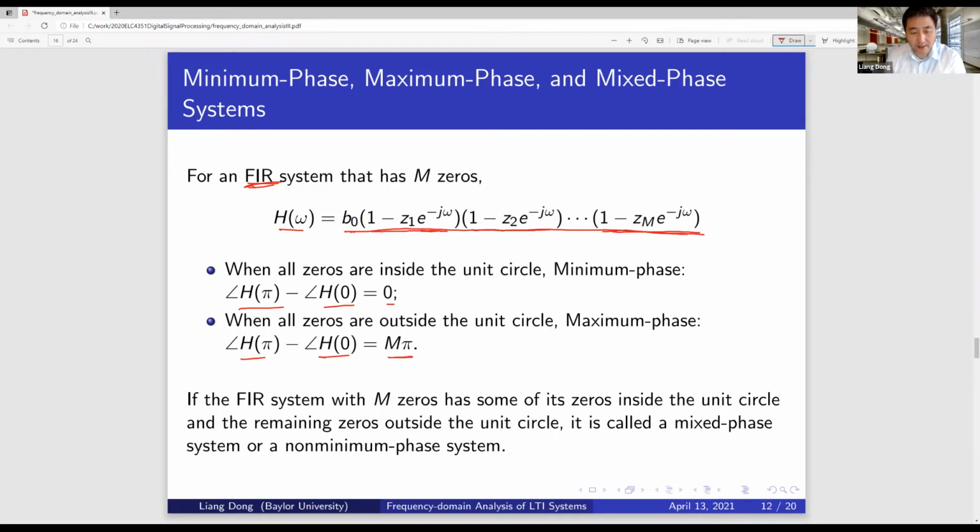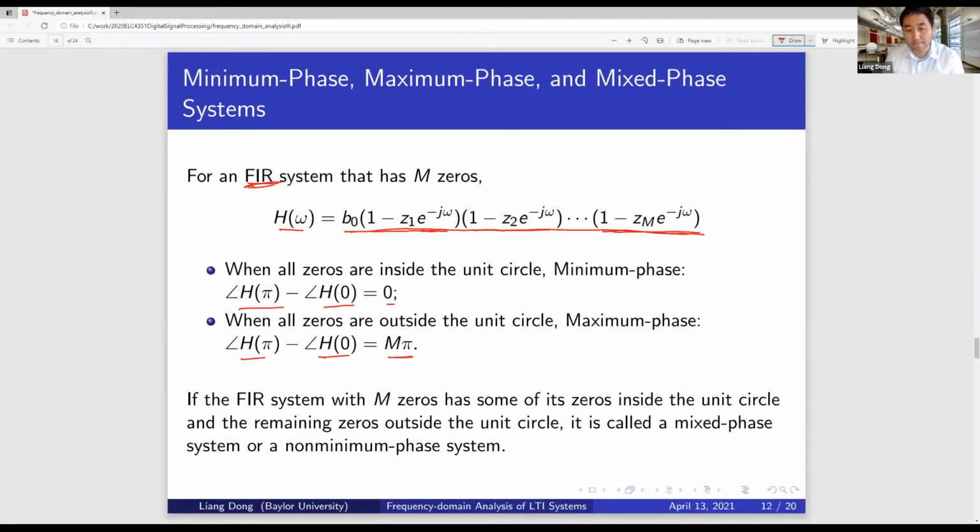If the FIR system with m zeros has some of its zeros inside the unit circle and the remaining zeros outside the unit circle, it is called a mixed phase system or non-minimum phase system. So it's a mixed, right? We cannot say it's minimum or maximum.